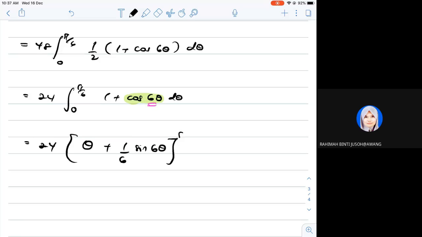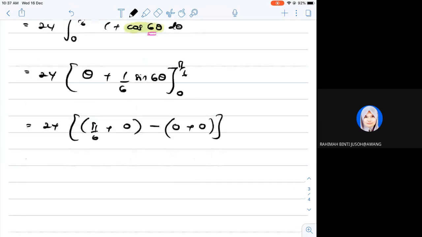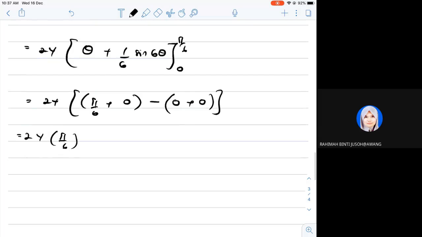Okay, substitute pi over 6 and 0. So we will have 24 multiplied by (pi over 6 plus 1 over 6 sine pi). This will get 0. Minus, for 0, sine 0 is also 0. So we will have 24 multiplied by pi over 6, we will have 4 pi. Okay, so this is the answer. All right.